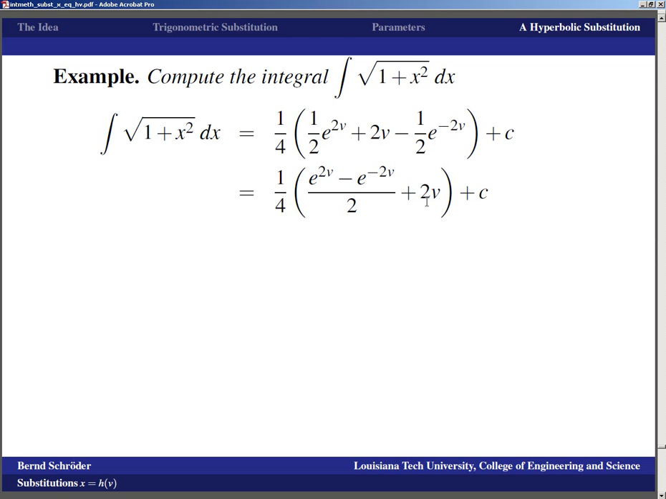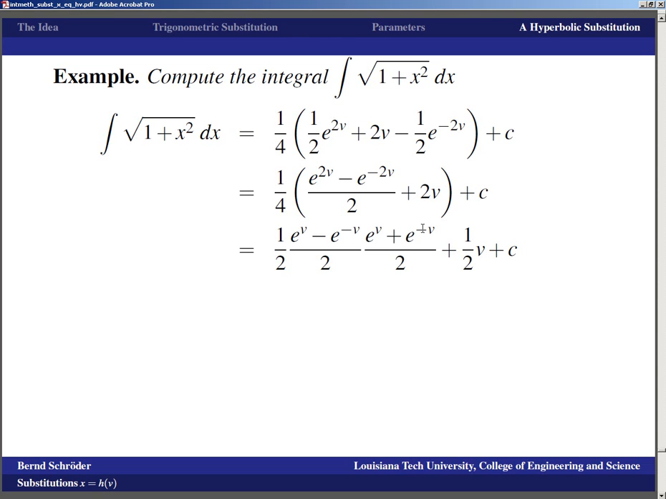And x was hyperbolic sine of v. So this is a hyperbolic sine of 2v, and we have to deal with that a little bit. Here we would already use the inverse hyperbolic sine. But what do we know? e to the 2v is e to the v quantity squared, and e to the negative 2v is e to the negative v quantity squared. So this is a difference of two squares, essentially e to the v minus e to the negative v times e to the v plus e to the negative v.